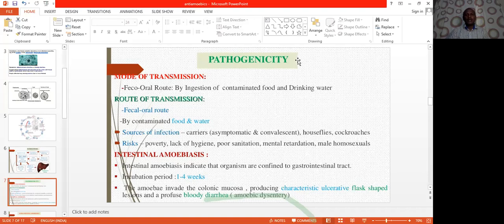Under pathogenicity you have the types of amoebiasis, that is intestinal amoebiasis, which we already discussed. You have dysentery, that is watery stools and then bloody stools. Bloody stools happen if the cyst form causes cell death where it is infected. The incubation is 1 to 4 weeks, and it can be symptomatic or asymptomatic. This is intestinal amoebiasis.